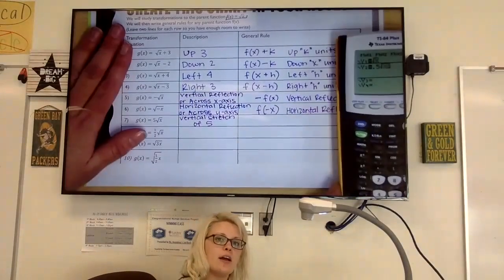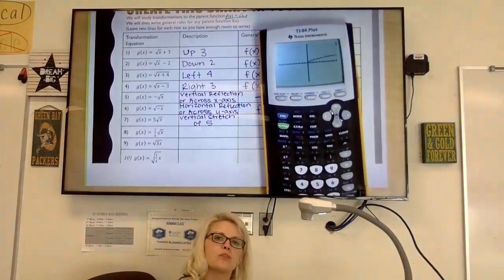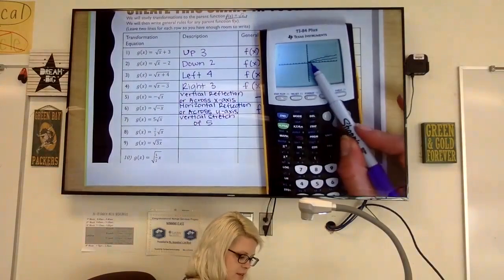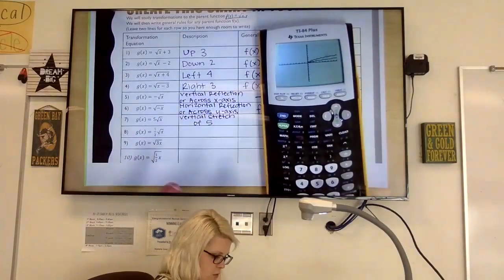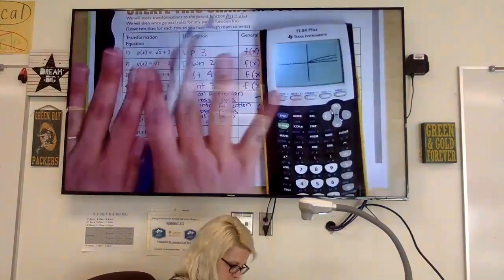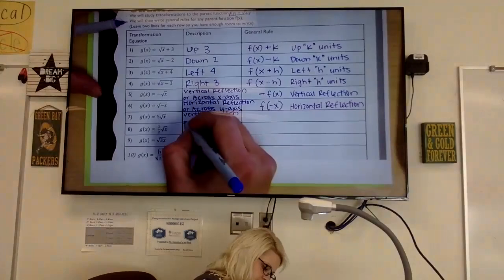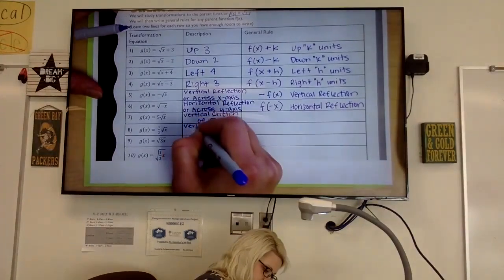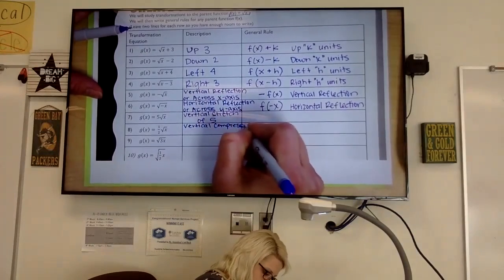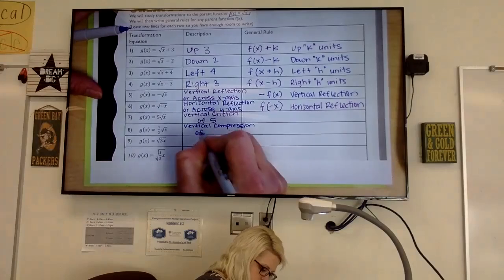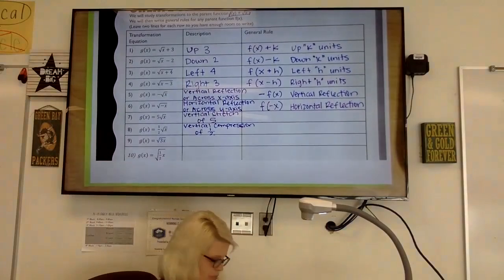If I look at that graph, there's my original. There's my transformation. It's been shrunk down. It's been compressed, pushed down vertically. It was up here and then we smushed it. So when we see a number like that, that is going to be a vertical compression. And we can say of a factor of 1/2. Everything's going to be half as big.